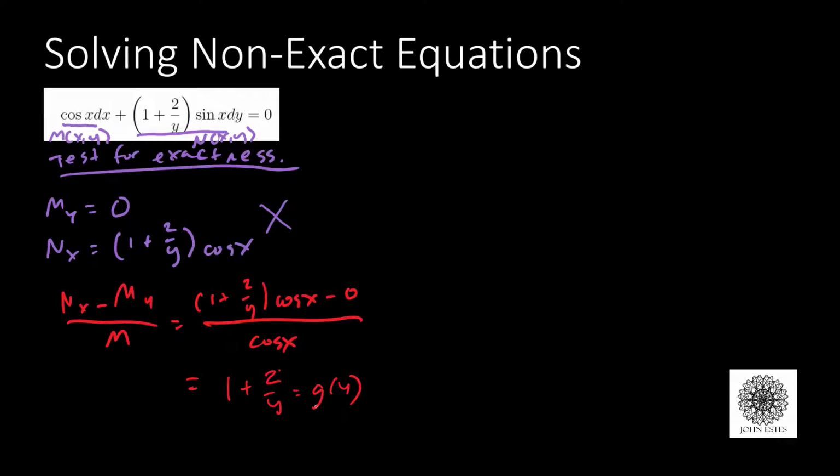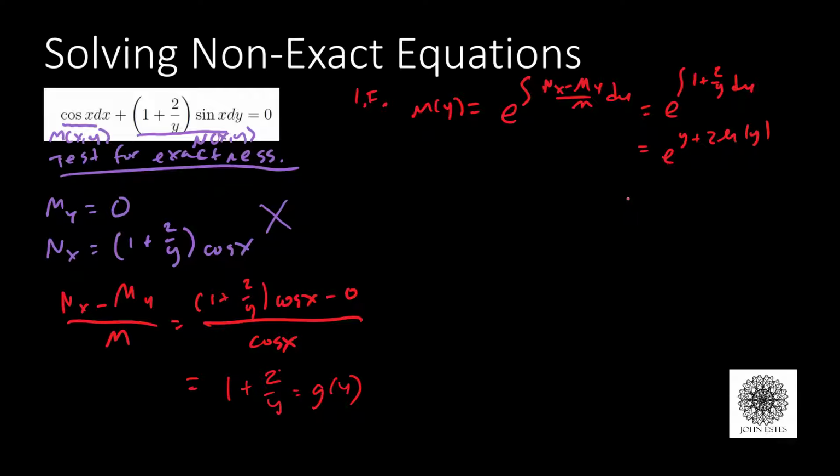So then that tells me that I have an integrating factor mu of y, which is e to the integral of that expression, Nx minus My over M dy. So that's going to be e to the integral of 1 plus 2 over y dy, which then is integrating, and the integral of 1 is y, and the integral of 2 over y would be 2 ln y. Okay, so now I need to make sure I'm good with my exponents here.